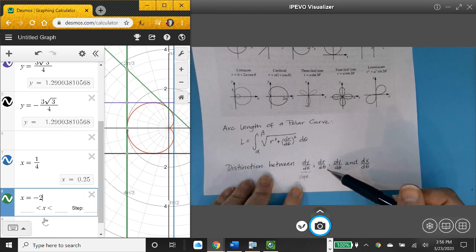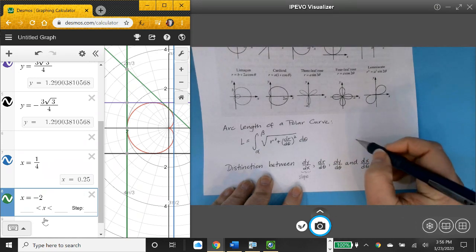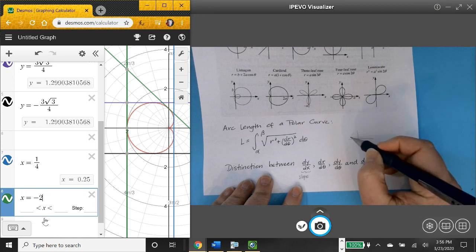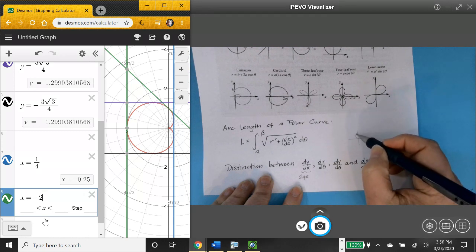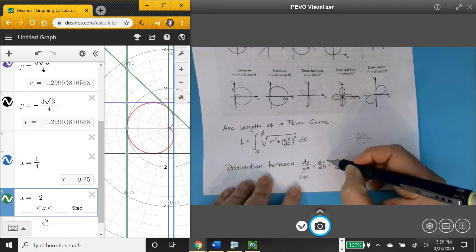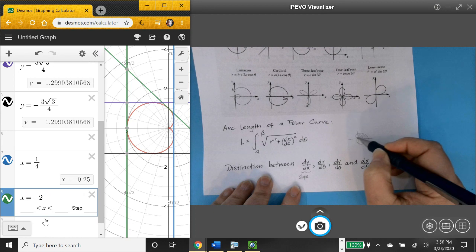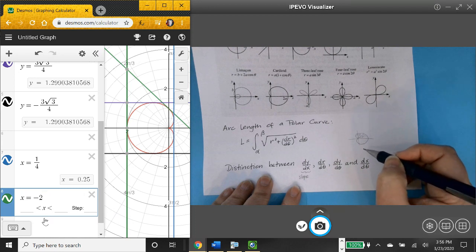Okay? Dr d theta, now r is defined as the distance from a point radially out. If I have this polar curve, I'll do my cardioid. r is the distance from the pole, right? No matter where you are. r is the distance from the pole. So this is the rate of change of r with respect to theta. So that is the rate of change of the distance from the pole. And I've seen questions asked like that.